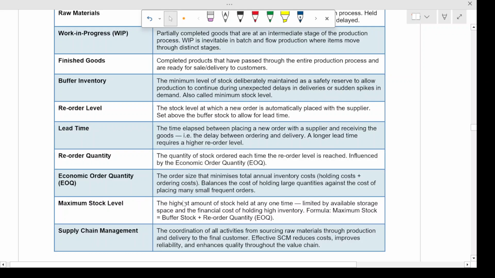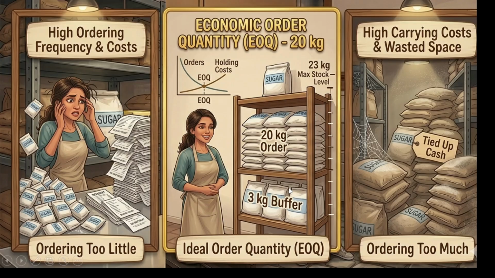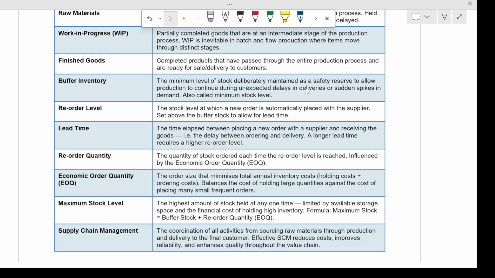Maximum stock level, this is the highest amount of stock held at one time, limited by available storage space and the financial cost of holding high inventory. Maximum stock is equal to buffer stock plus reorder quantity. So buffer stock here plus the reorder quantity leads to the maximum stock level of 23 kilograms.